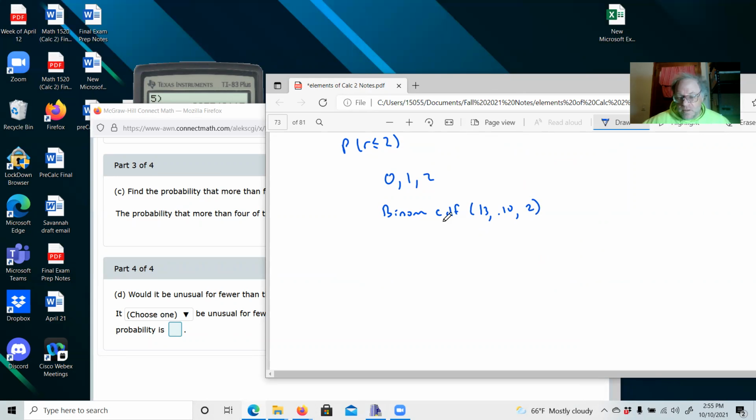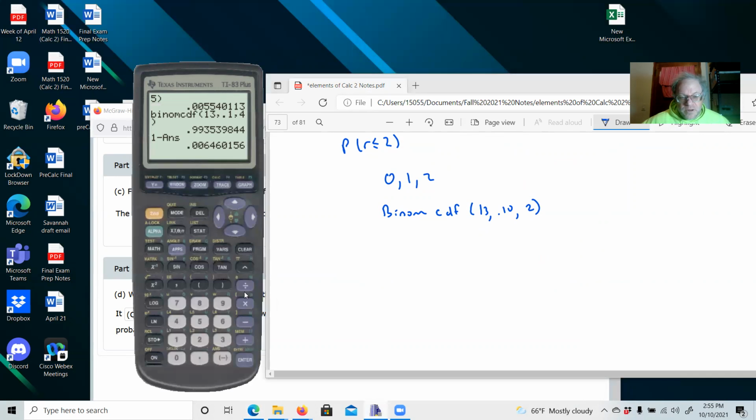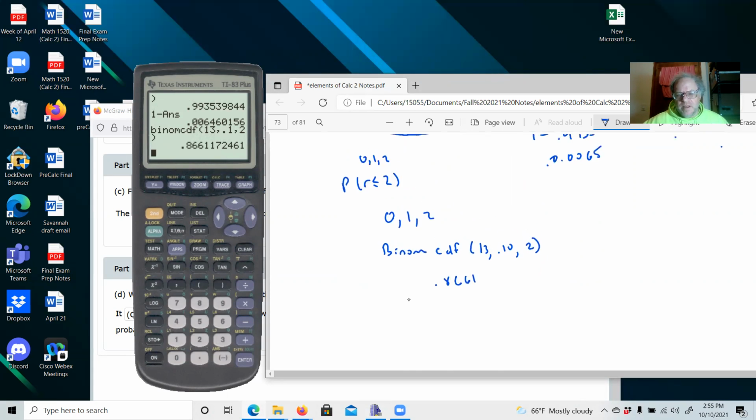We're going to go second function, distribution, to the CDF one. We're going to say 13, comma, 0.10, comma, 2. 0.1, 0.10, it doesn't matter. And we get 0.8661. So would it be unusual that fewer than 3 failed that test? No.